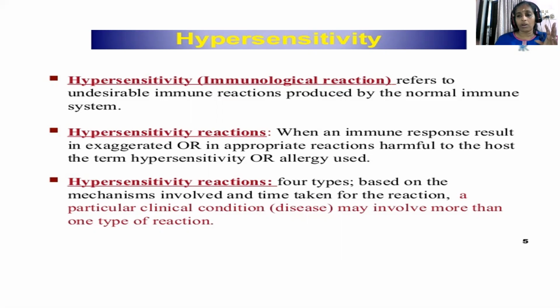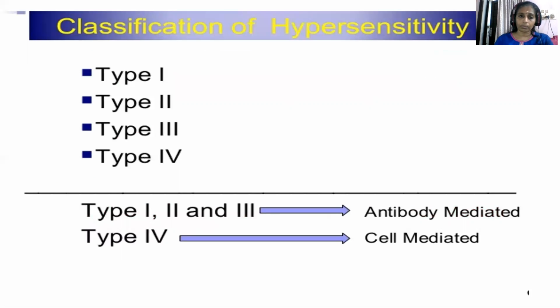Sometimes it can be foodborne, like when we get diarrhea, loose motion, and vomiting. That is also a hypersensitivity reaction. Sometimes it can be fatal and lead to death. So different clinical manifestations will be there for hypersensitive reactions.